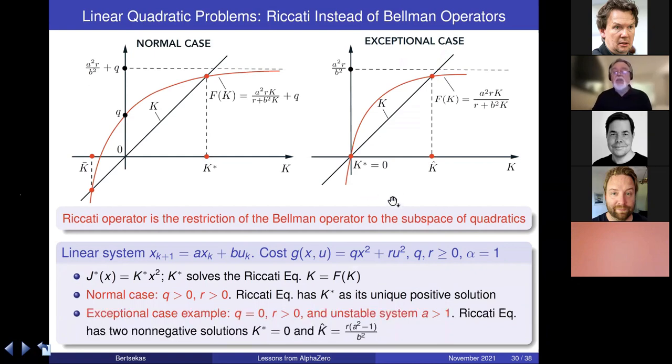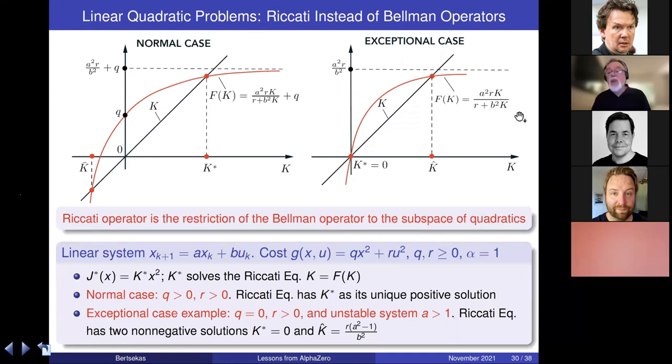However, just to sensitize you to exceptions, here's an exceptional case where Q is equal to zero. Now in that case, you lose observability, but K star is actually equal to zero because there's only cost on control. You can set the control to zero and attain an optimal cost of zero. However, the Riccati equation has two non-negative solutions, and there's another solution here, which has an interesting interpretation.